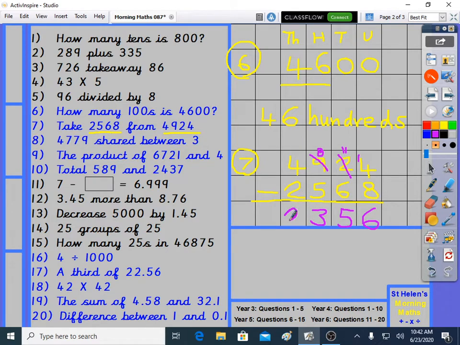4 take away 2 is 2. So we had 4,000 and something. We took away 2,000 and something. We ended up with 2,000 and something. That looks right to me.